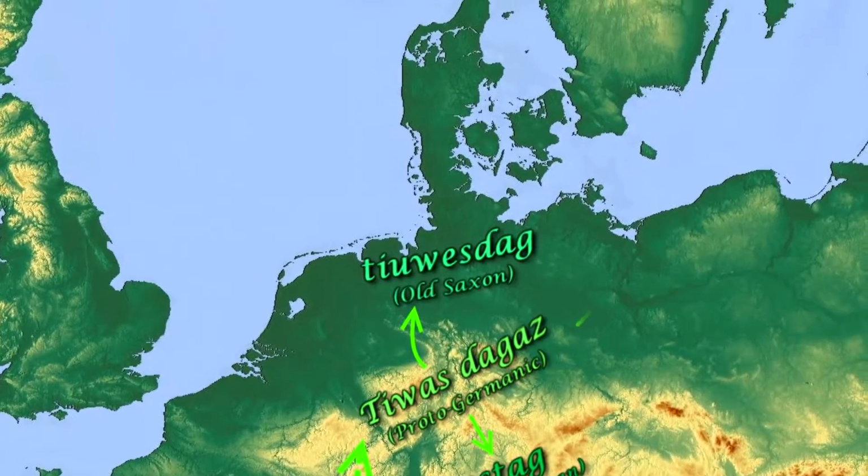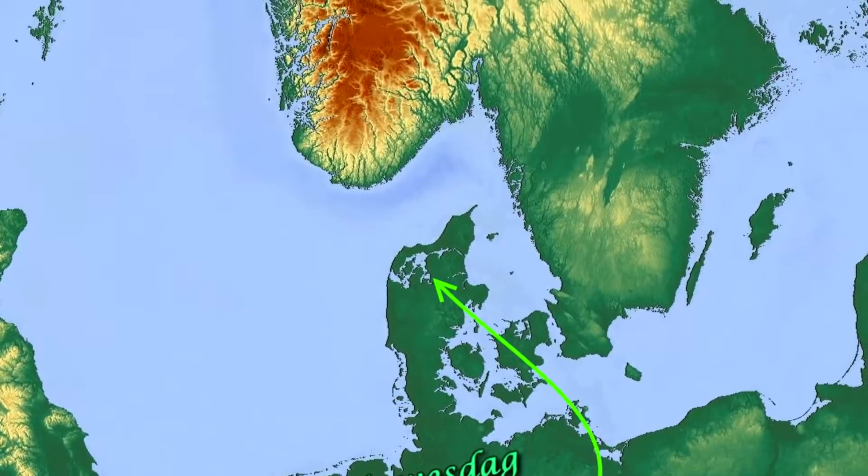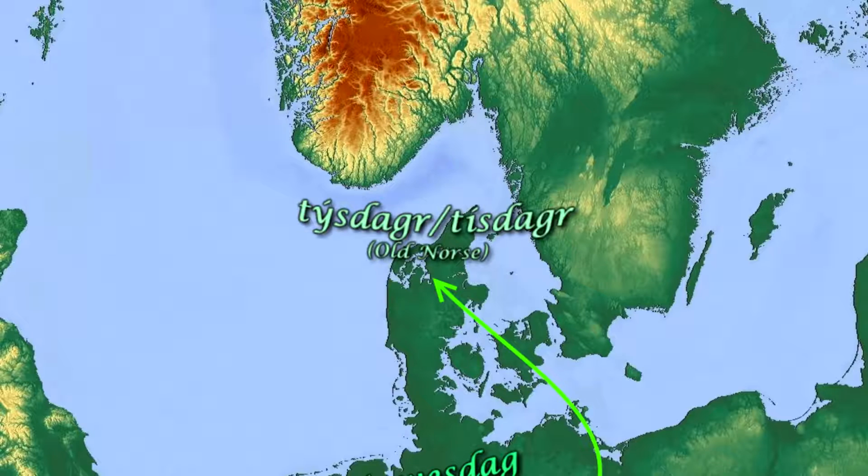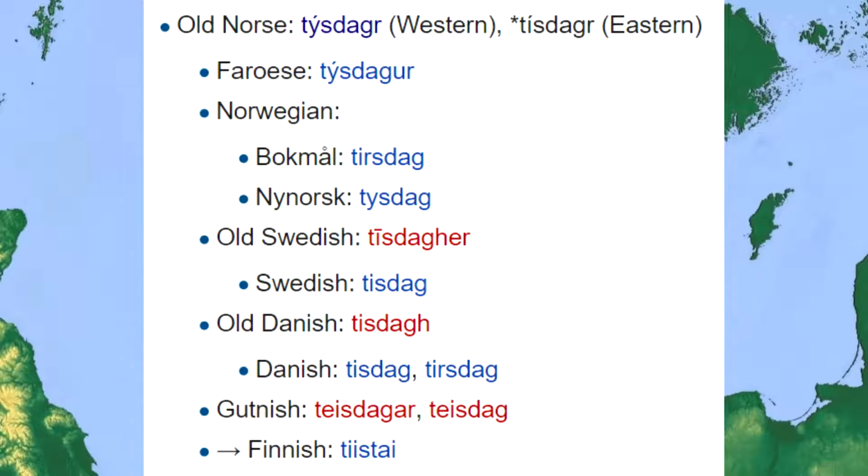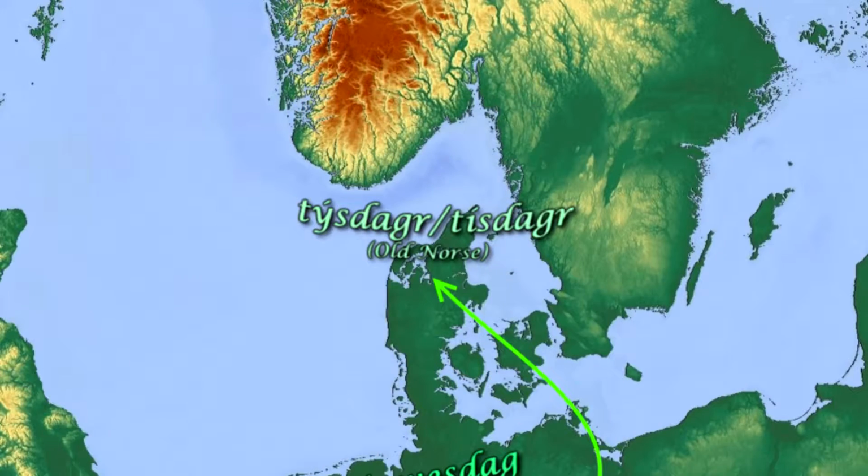And in the Old Norse religion, it became Tyr, which is how we get Tisdager in Old Norse, which forms the root from where the modern Nordic languages evolved. In the Norse pantheon, Tyr has lost his position as head of the pantheon to Odin, but he is still the god of law and single combat.